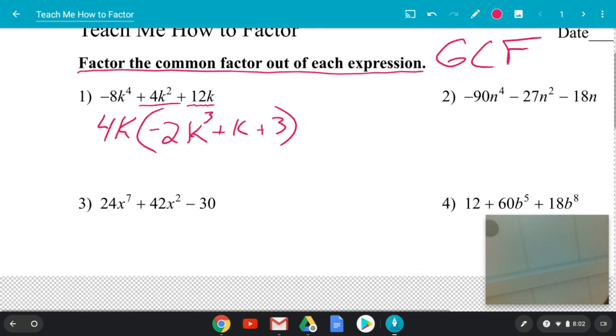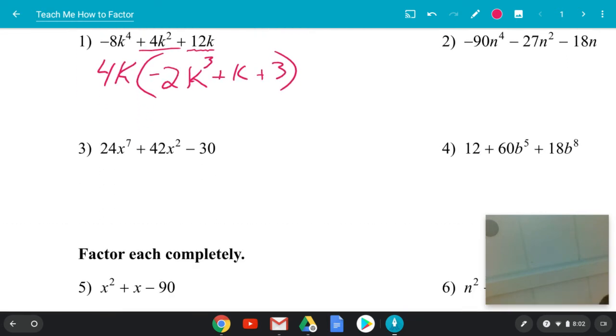Looking at number 3, the same thing. What's the largest number that will go into 24, 42, and 30? 6. There is not an X in all of them, so 6 is all I can pull out. So 6 times 4 is 24, so 4x to the 7th. 6 times 7 is 42, x squared. And then 6 times 5 is 30. How many people got that one right?